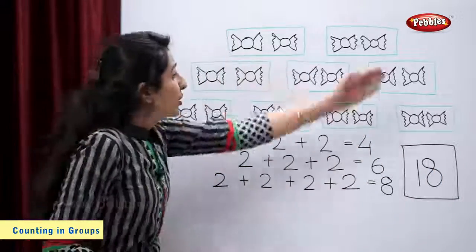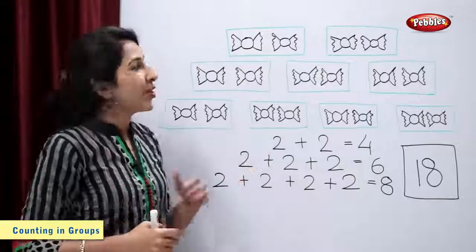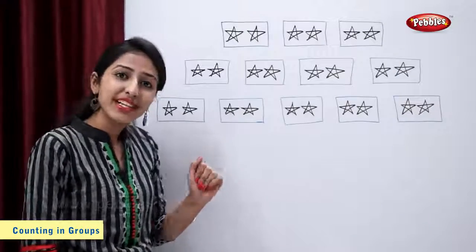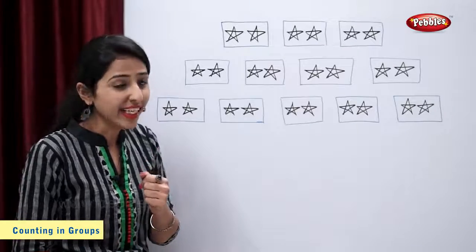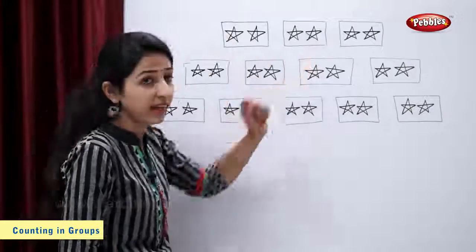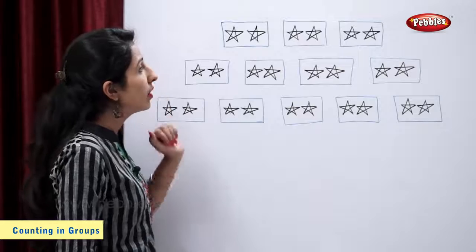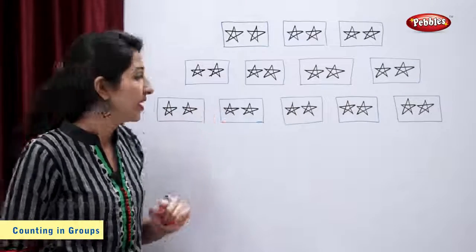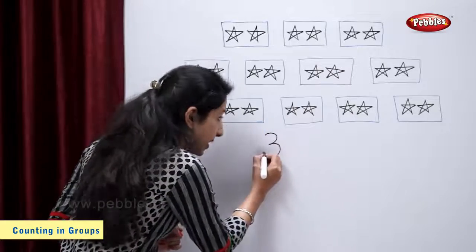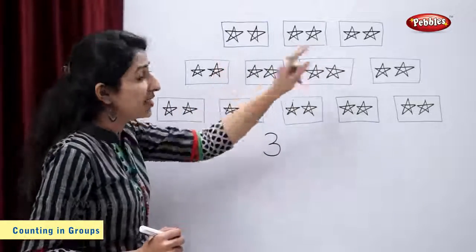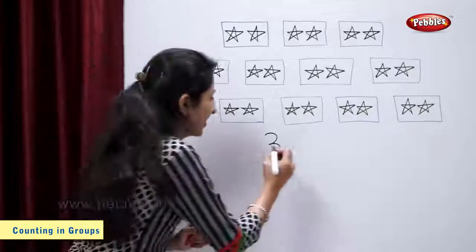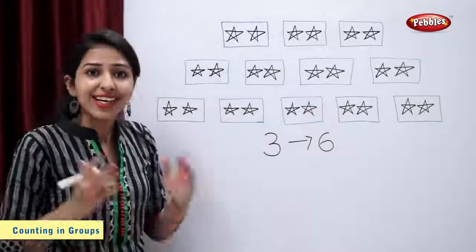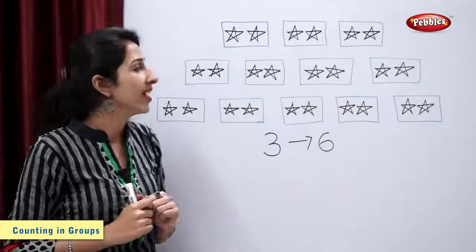So there are total 18 stars on the board. Let us take this example. Students, tell me there are how many pairs in the first row? In the first row, there are 3 pairs. 3 pairs of 2 stars each. So total there are 6 stars in the first row.